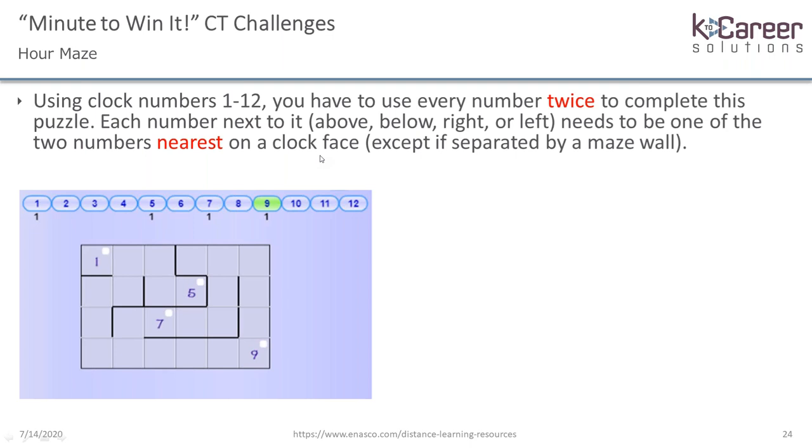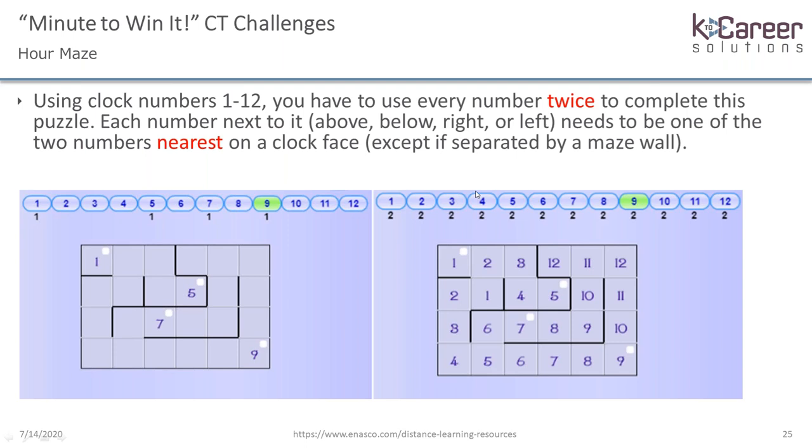For example, one needs to be next to two. Five could be next to four or six. Seven could be next to six or eight, and nine could be next to eight or 10. So you would go through this and try to figure out if you can solve it. Normally, I would allow you to do this, but for time's sake, unfortunately, I don't have enough time. So this gives you the puzzle to think about if you want to use that activity as well. And this is something that's also tied to Math is Fun.